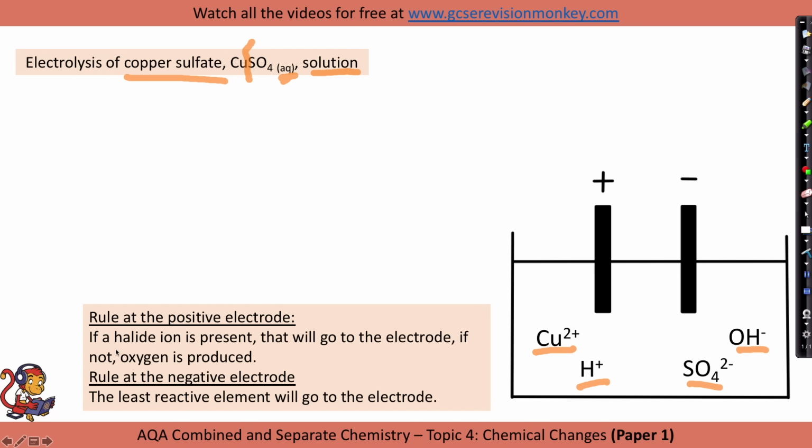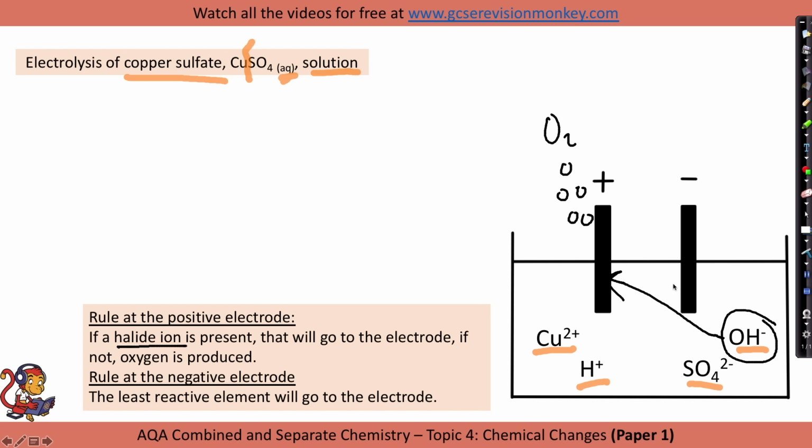Again, we said if a halide ion from group 7 is present, that will go to the electrode. If not, oxygen is produced. So we have a look at these two. This is a sulfate ion. This is not from group 7. And hydroxide is not from group 7 either. In fact, there's two different elements in each one. So oxygen is produced, and it's because the hydroxide ion goes to the electrode and oxygen is what is given off.